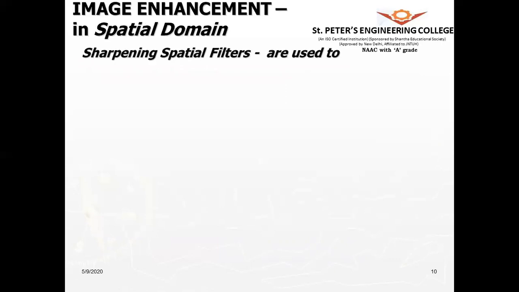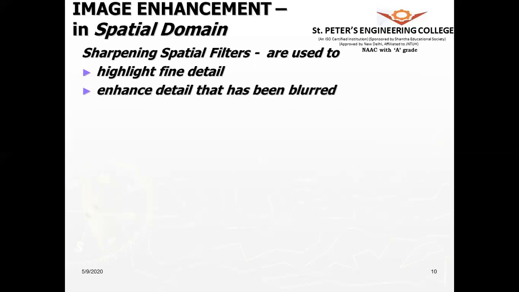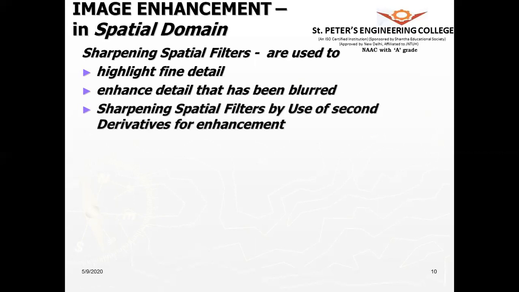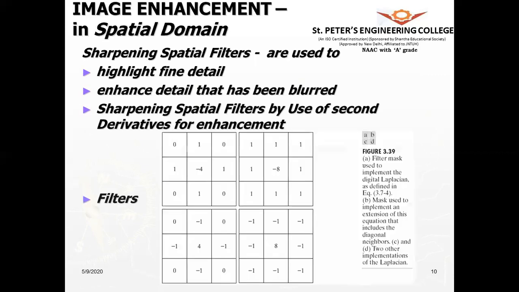Next, why do you use this? It is to highlight the fine details, to enhance the fine details that have been blurred. You can also perform the sharpening by using the second order derivative. The second order derivative means the Laplacian. So here are the different filters which have the Laplacian function. So these are the different Laplacians. The total sum will be equal to 0.